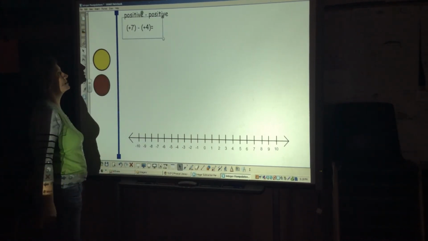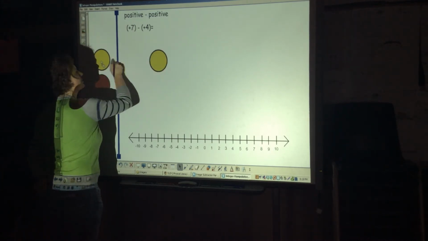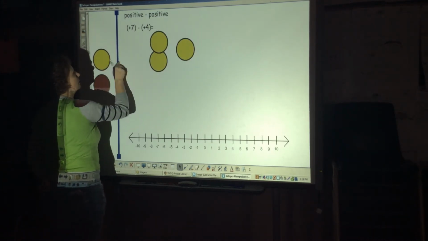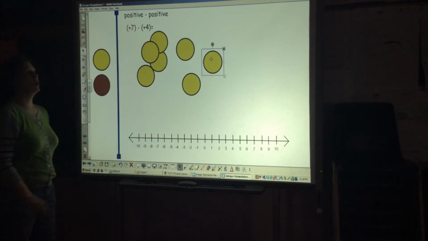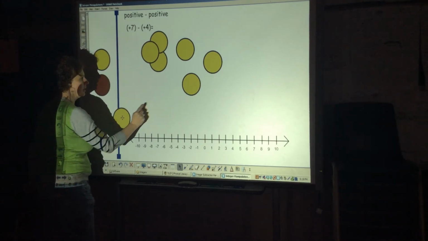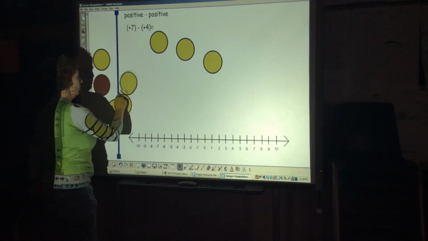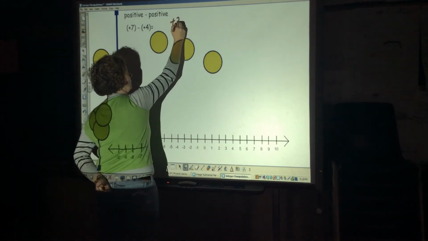So adding a positive or taking a positive away from a positive. So if I have 7, obviously I have all positives here. I'm taking away 4 positives, so I can take them away. 1, 2, 3, 4, and I'm left with positive 3.